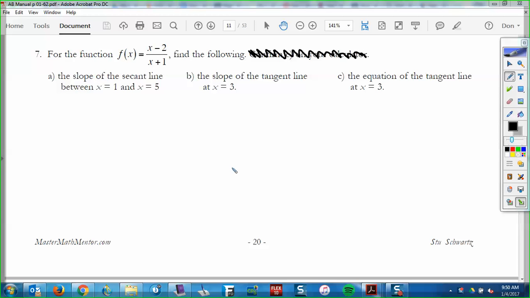What's a secant line? What's a tangent line? Touches the curve at 1 point. What's a secant line? Touches at 2 points. Right? Touches at 1 and at 5.